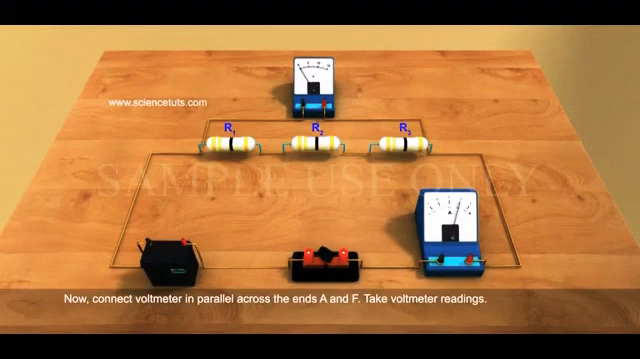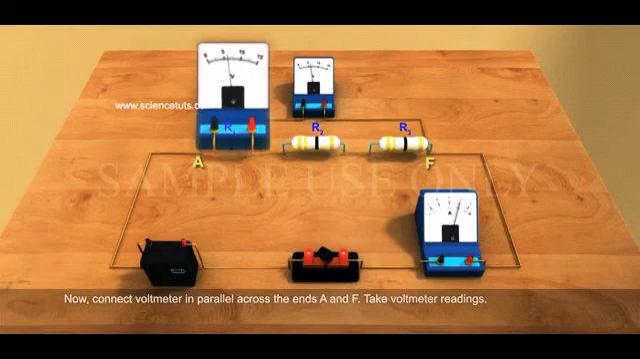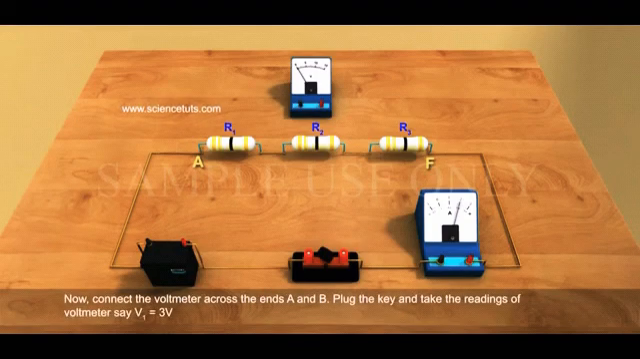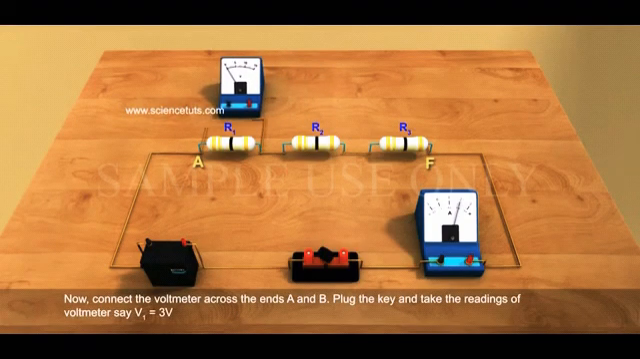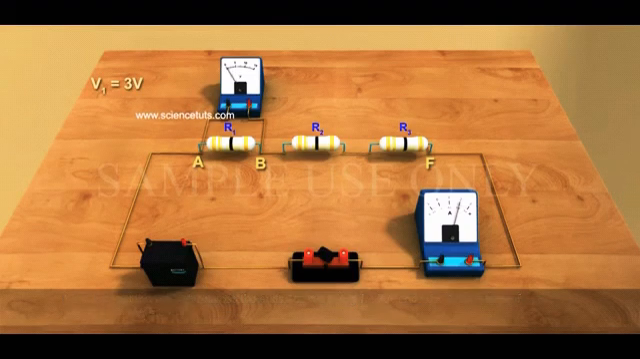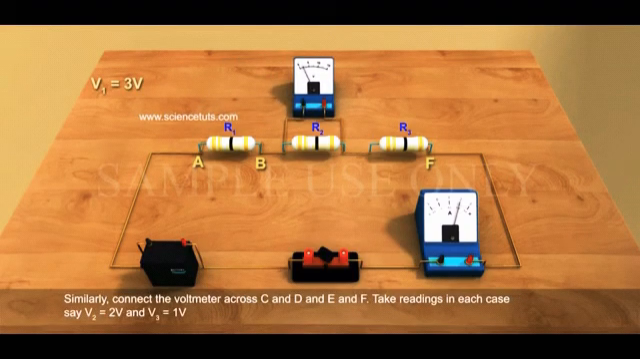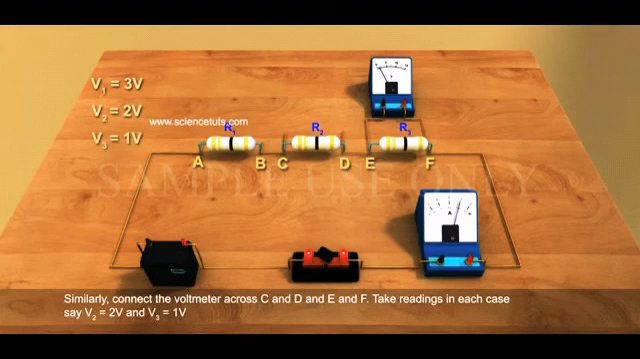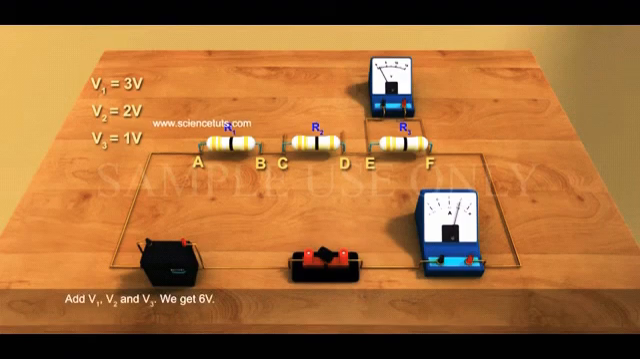Now connect the voltmeter in parallel across the ends A and F. Take voltmeter readings. Take out the plug key and disconnect the voltmeter. Now connect the voltmeter across the ends A and B. Plug the key and take the reading of the voltmeter, say V1 is equal to 3 volts. Similarly, connect the voltmeter across C and D and E and F. Take readings in each case, say V2 is equal to 2 volts and V3 is equal to 1 volt. Add V1, V2 and V3. We get 6 volts.